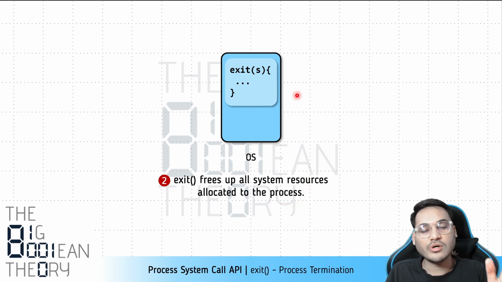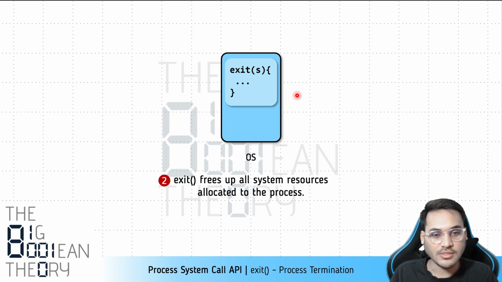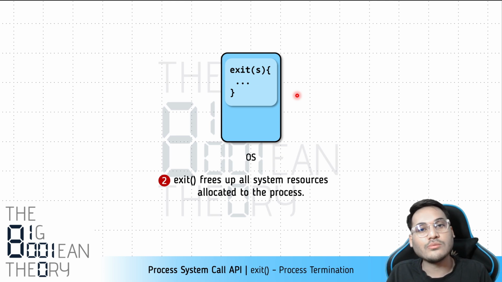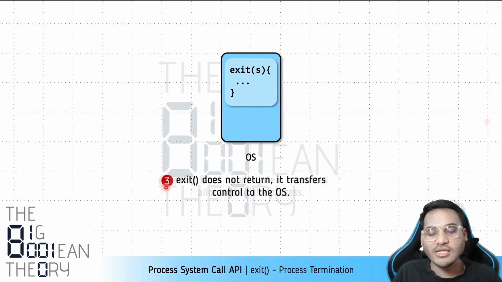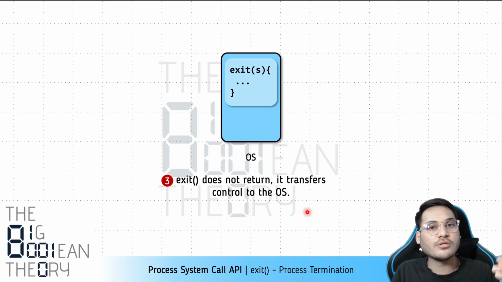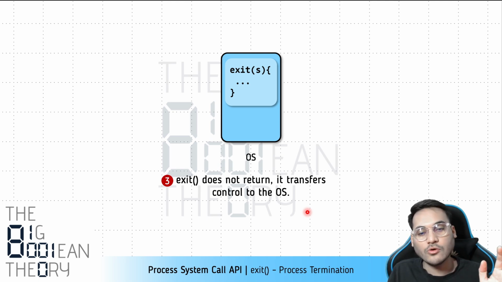Basically, when the process is executing, it would be using some kind of system resources like CPU and memory. Some memory would be allocated to the process. It might be reading or writing some files. It might be using some IO devices. All of these resources will now be deallocated, and these freed up resources can be allocated to some other process. So the basic job of the exit system call is to terminate the process and free up the system resources. The next point is that exit does not return, it transfers control to the operating system, right? We saw in the API definition also that there was the no return qualifier.